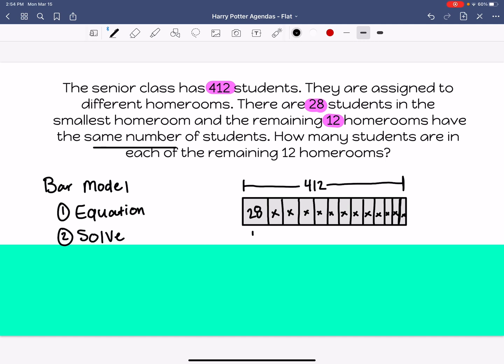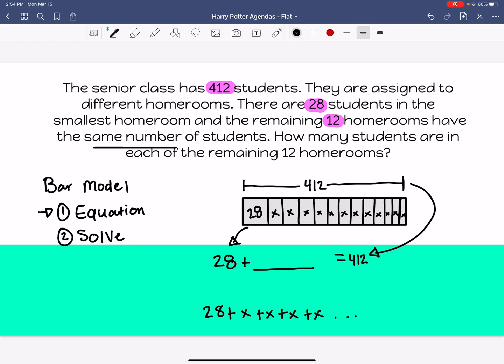And now we need to set up our equation. So what we do is we pull all the parts of our bar model out. So we say, hey, there's 28 plus something that's going to equal 412. Now we could pull out every individual x, so we would have 28 plus x plus x plus x plus x, and so on. We would do that 12 times. But we could also say, if each of these is 1x, there's 12 x's right there, because we can combine like terms.